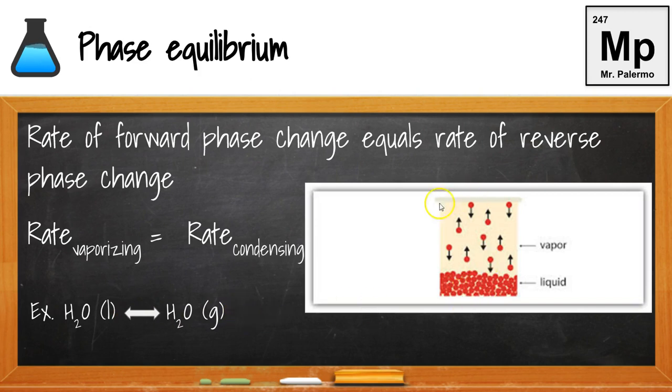If you put it into a closed container, we could see that the liquid level is not going to change over time because we're at equilibrium. The rate at which the liquid is turning to a gas or a vapor equals the rate at which that vapor is condensing back into a liquid. And so again, the concentration remains constant over time.